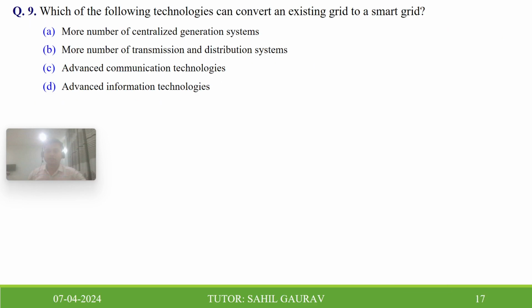Now let us see the next problem. Which of the following technologies can convert an existing grid to a smart grid? This problem is also a multiple select question. More than one choice is correct. The options are more number of centralized generation systems, more number of transmission and distribution systems, advanced communication technology, advanced information technologies.